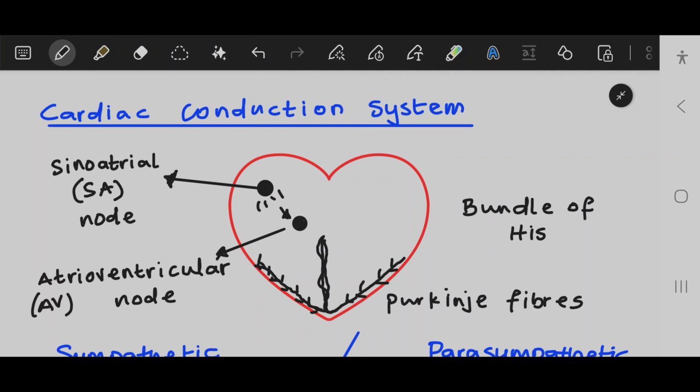And then once the ventricles are filled up, the AV node sends that impulse, which travels down the bundle of His. This is the bundle of His, which goes down the septum of the heart.